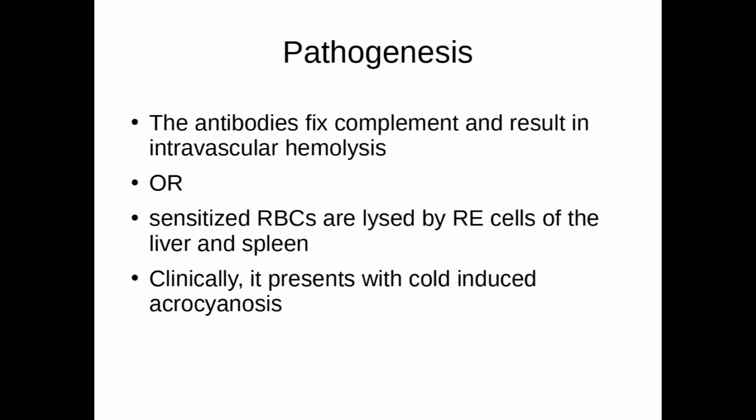In cold type AIHA, the majority of hemolysis occurring is because of intravascular type of hemolysis, wherein complement fixation occurs and the RBC is destroyed. Only some amount of RBCs undergo destruction in liver and spleen, and clinically patients present with cold induced acrocyanosis because antibodies bind to RBCs at a cold temperature.